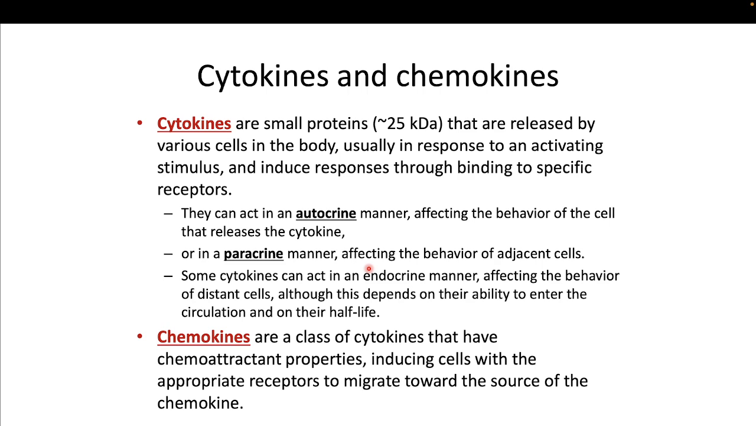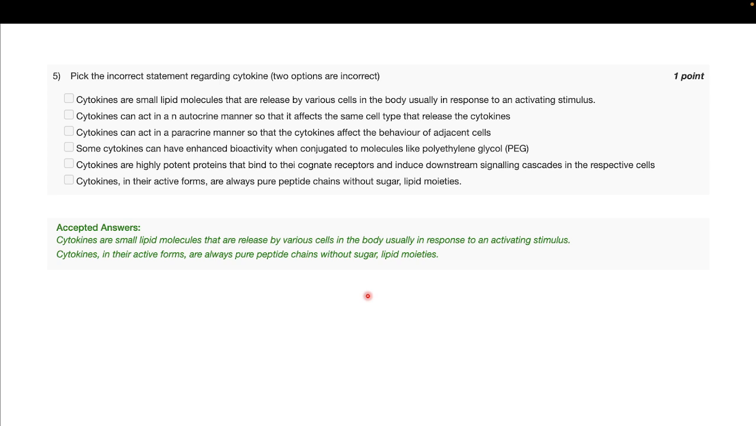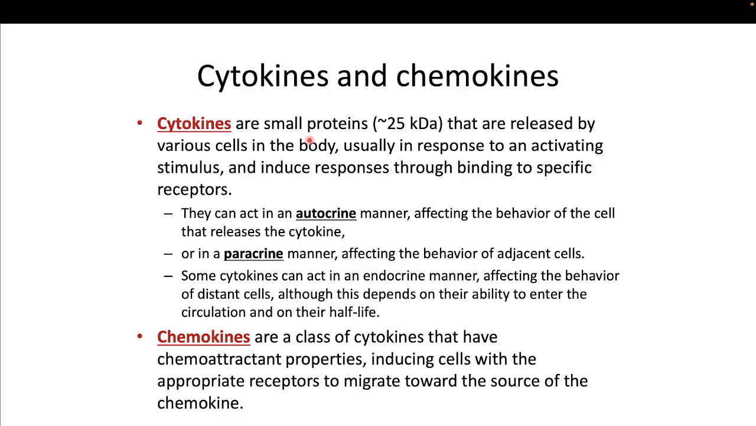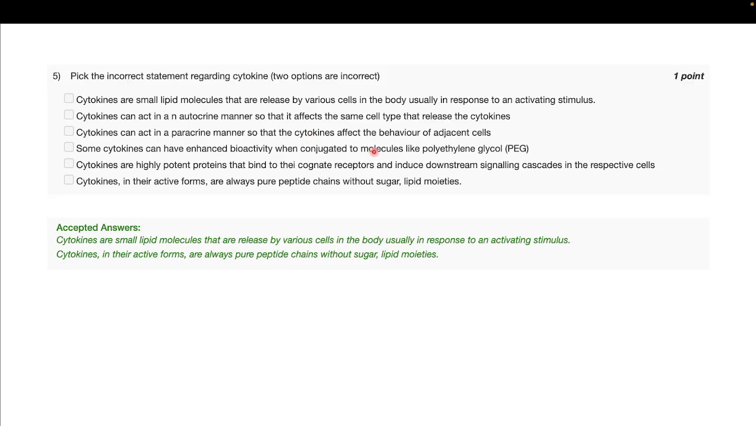And also some cytokines are capable of traveling through the blood vessel. In that case, they will then affect the behavior of the cells which are very far from the cell that has originated the cytokine. So this is known as endocrine manner. So if you see, it can act in an autocrine fashion, it can act in a paracrine fashion, and some cytokines can have enhanced bioactivity when conjugated with molecules like PEG. This is also possible. And then the incorrect one was the last one.